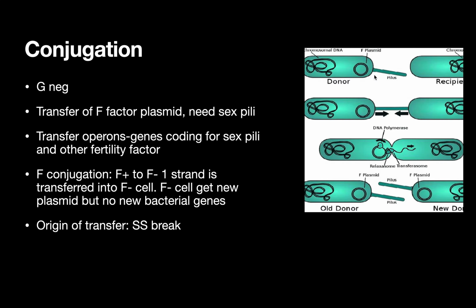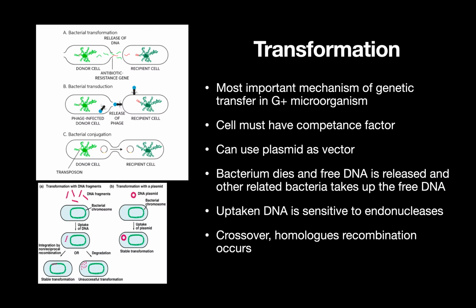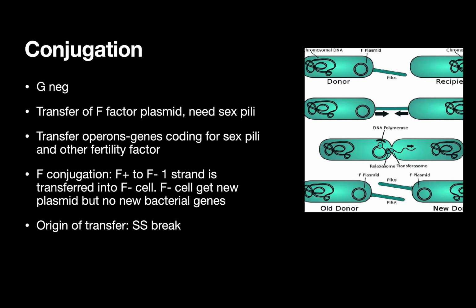Okay, so conjugation is when the pili comes into use. It's in gram-negative. So before, transformation is more for the gram-positive bacteria. So the F factor is going to be transmitted. So it's a plasmid, it's going to be transmitted. It's done using the transfer operons, and the fertility factor is going to go from one F plus plasmid to an F minus plasmid, F plus bacteria to an F minus bacteria.